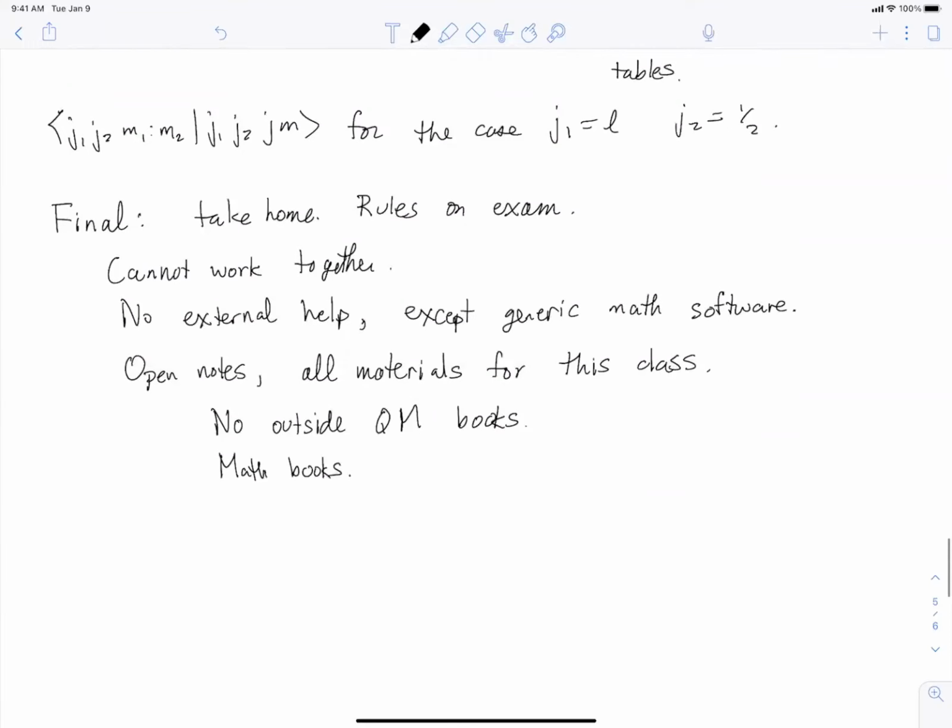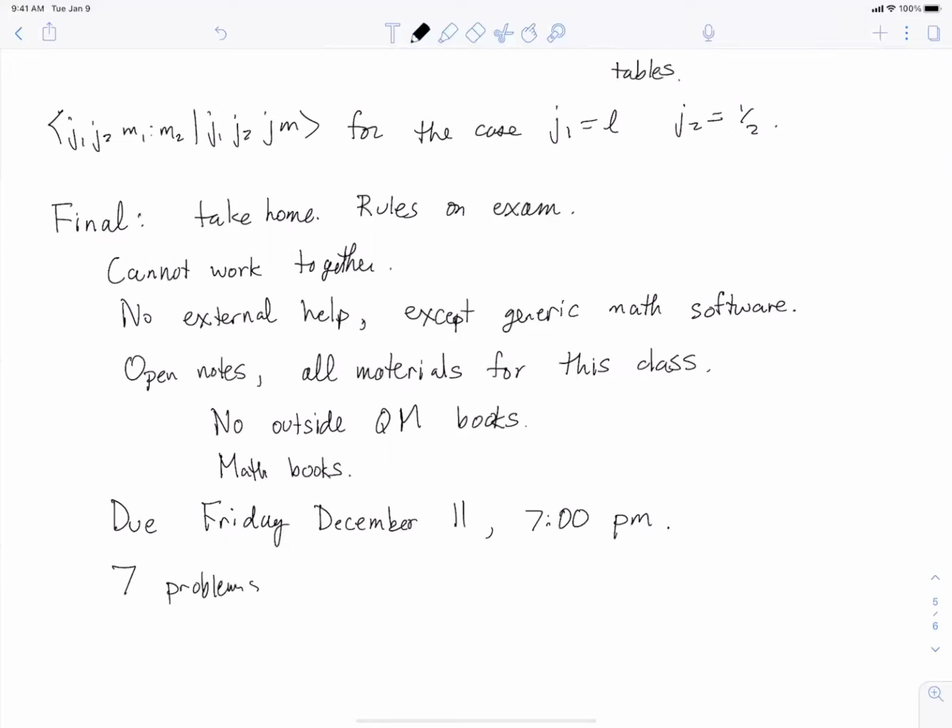Okay, and then finally, it's going to be due on Friday, December 11th at 7 p.m. Okay, so all of that information is listed on the exam itself. Please read the rules before you start working on it. It's got 7 problems. So make sure that when you look at your PDF file, you see all 7 problems.